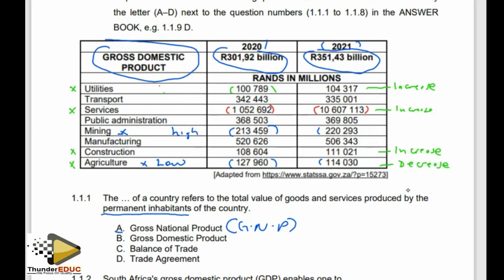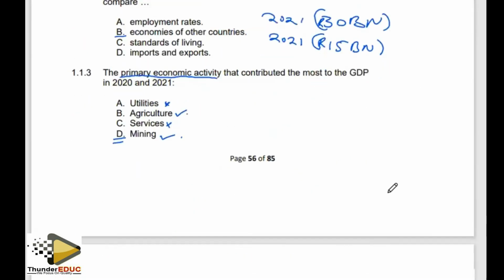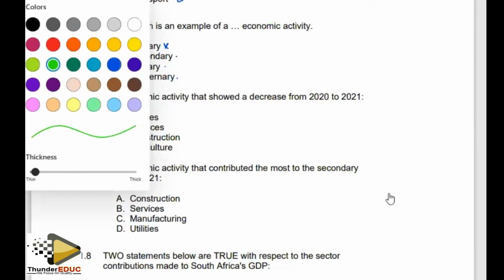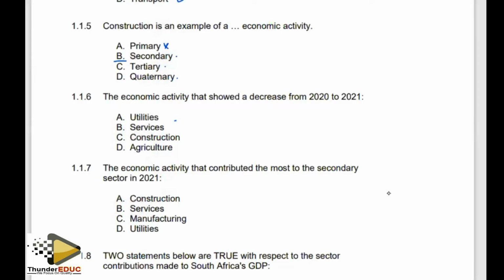So that is why we say among the four options, agriculture showed a decrease from 2020 to 2021. Let's go back. So this means our option is going to be D.